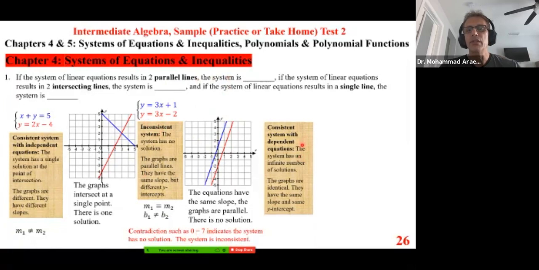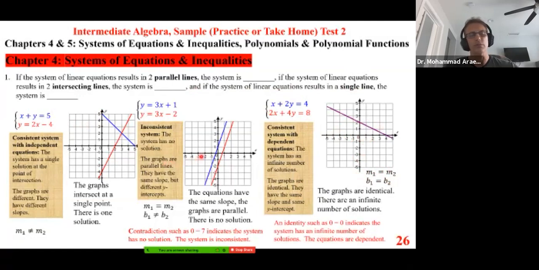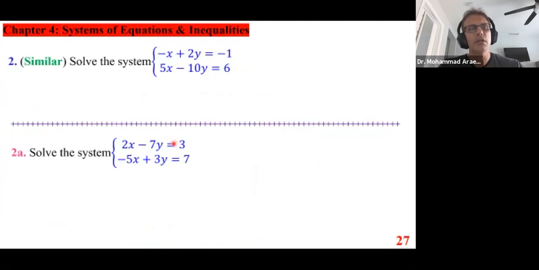Consistent system with dependent equations, the system has an infinite number of solutions, the graphs are identical. In other words, we really have a single line. They have equal slopes, equal intercepts, and right away, that is a single line. That means a dependent system. Also, if you were to solve that, you end up with an identity, a true statement, such as 0 equals 0, 5 equals 5, so on and so forth.